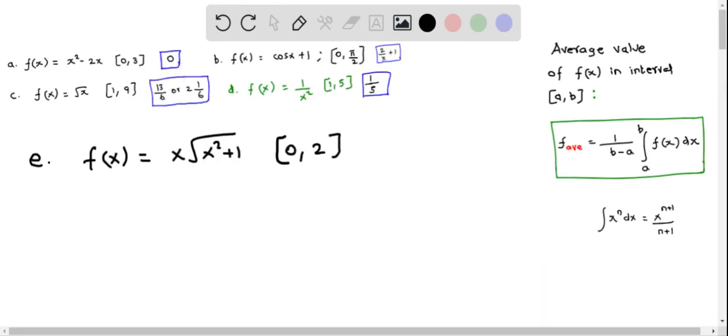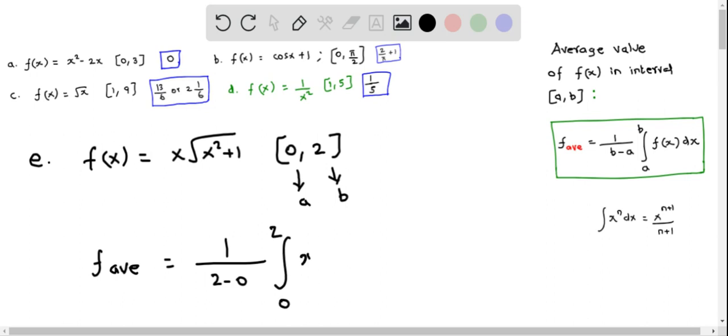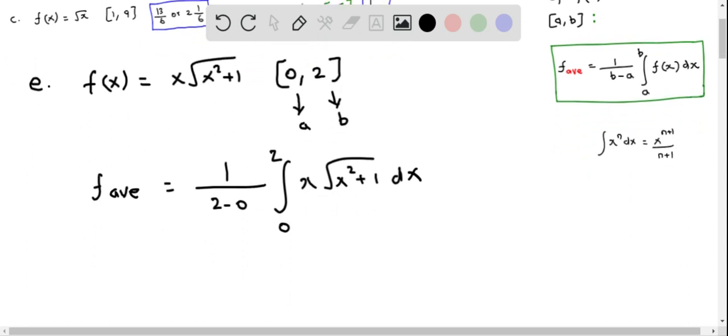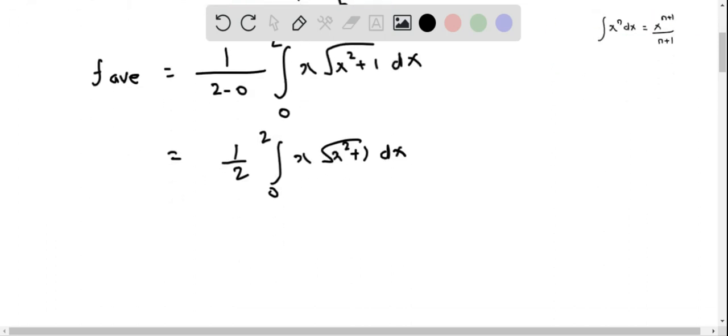We now do part E. Here a equals 0 and b equals 2. So f average equals 1 by b minus a, which is 2 minus 0, integral from 0 to 2 of f of x dx, that is x times the square root of x squared plus 1 dx. So it is 1 by 2 minus 0, which is 2. This equals 1 by 2, integral from 0 to 2 of x times the square root of x squared plus 1 dx. Here I'm going to use the substitution method.